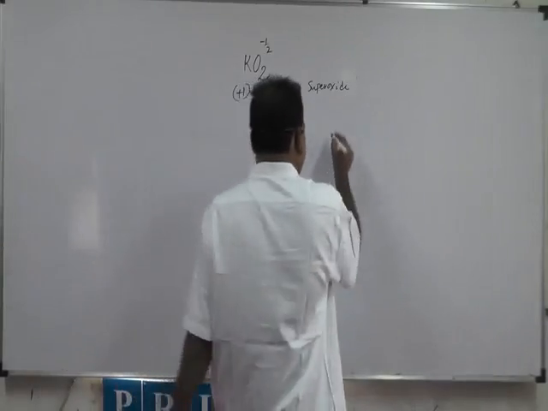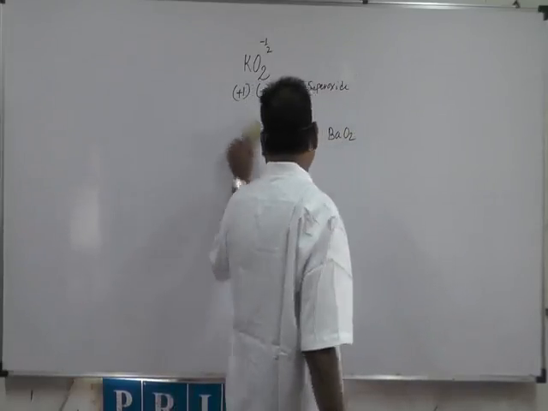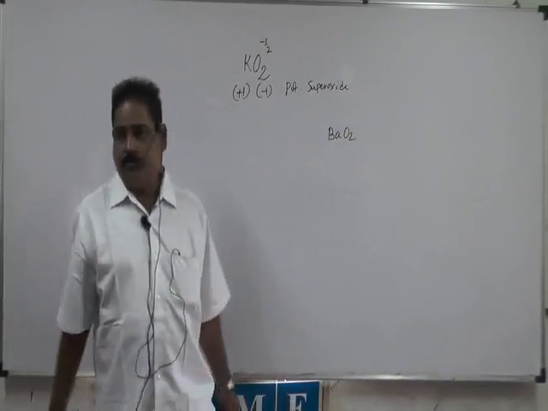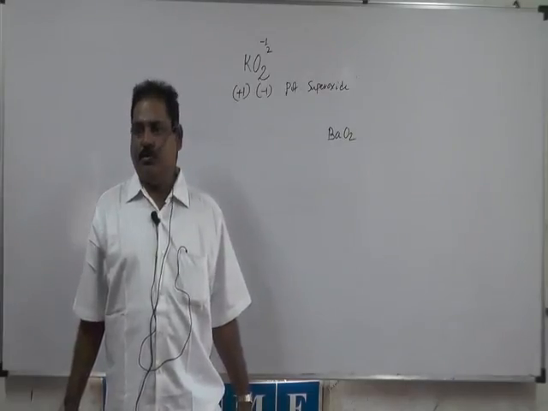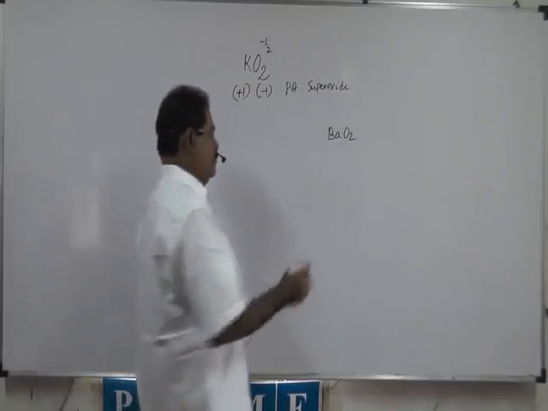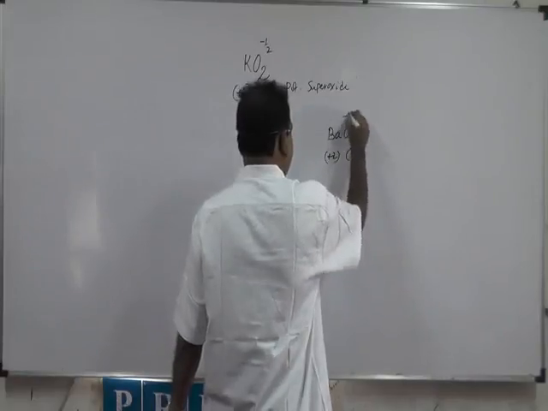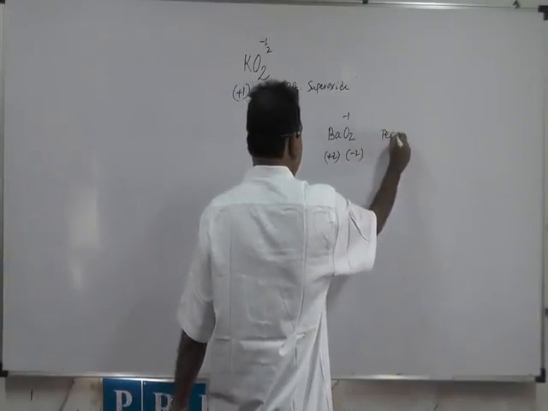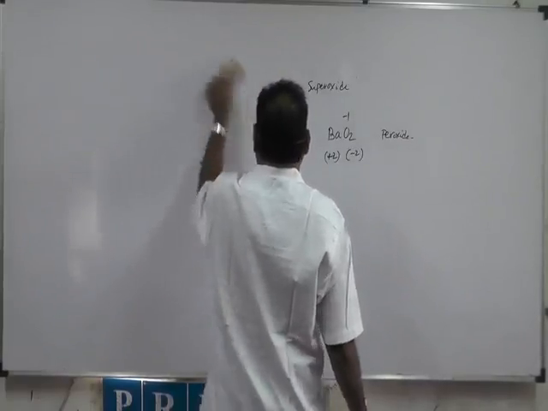Now, what is the name of BaO2? Barium belongs to second group with fixed oxidation state of plus 2. Each oxygen gets minus 1. Therefore, this is a peroxide.